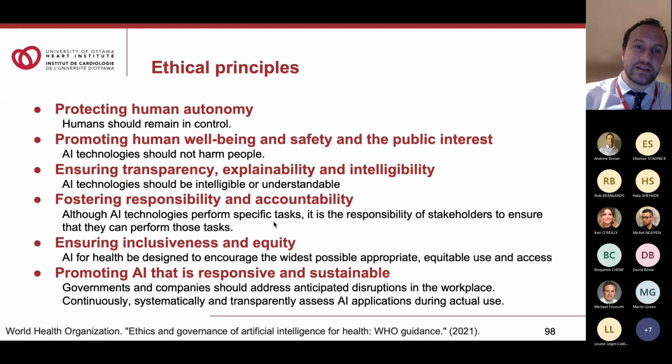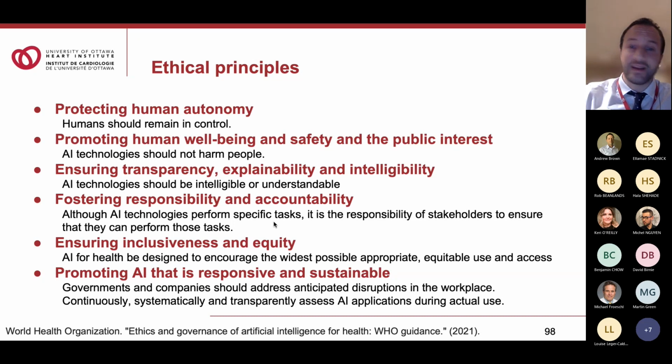So number 1 was protecting human autonomy. So humans should remain in control of the AI algorithm, promoting human well-being and safety in the public interest. So AI technologies should not harm people, of course. Ensuring transparency, explainability, and intelligibility of algorithms. So AI technology should be intelligible and understandable. So you shouldn't be just getting a prediction and not have any idea why that prediction is being made. And of course, this is an active area of research.